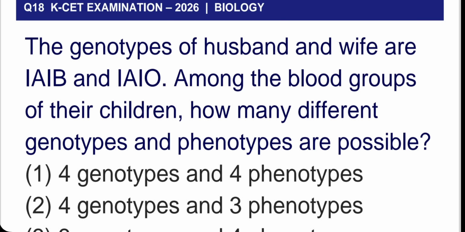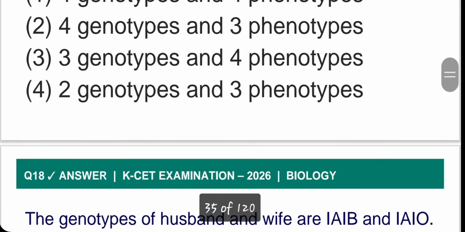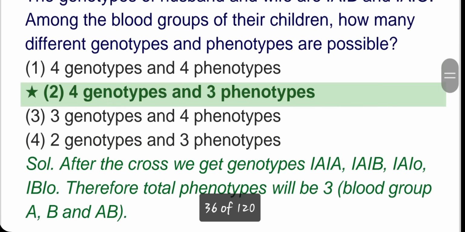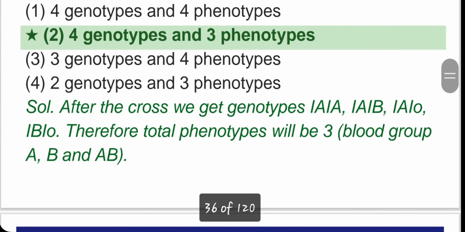What about the phenotype? If you look at IA IB and IA IO, the children can have either A blood group, AB blood group, or B blood group. So 4 genotypes and 3 phenotypes. The second option is the answer. After the cross, we get the genotypes IA IA, IA IO, IA IB, IB IO. Therefore, total phenotypes will be 3: A, AB, or B blood group.